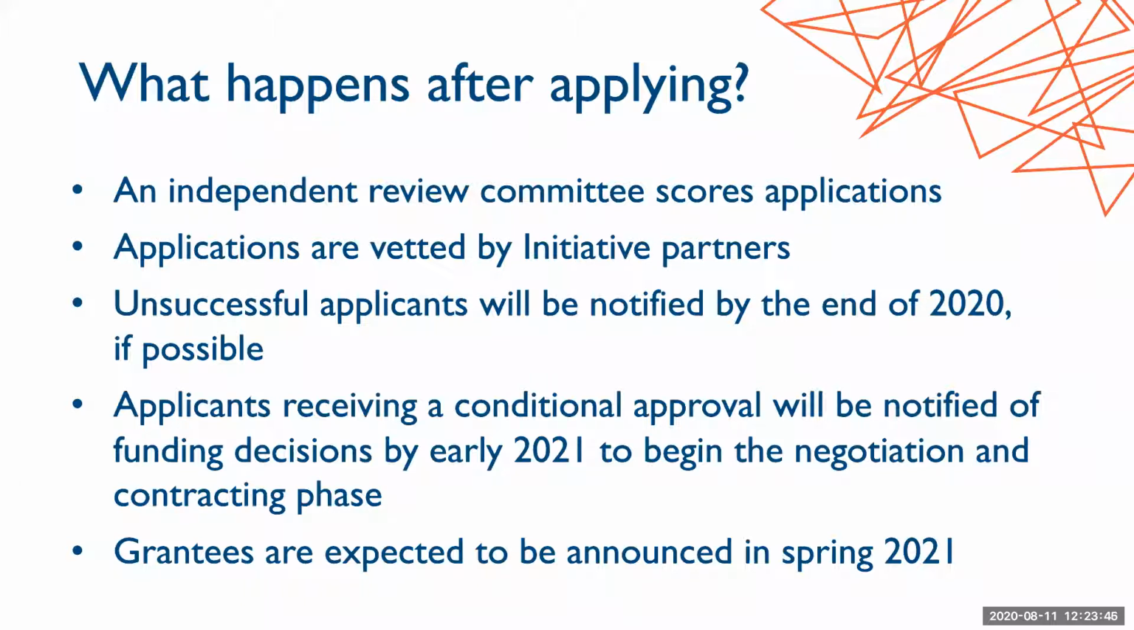Regarding notification, specific dates have not been set at this time for notification about decisions. However, we can say that unsuccessful applicants will be notified by the end of 2020 if possible, and applicants receiving a conditional approval will be notified of funding decisions by early 2021 to begin the negotiation and contracting phase. The final cohort of grantees from this competition are expected to be announced in spring 2021.